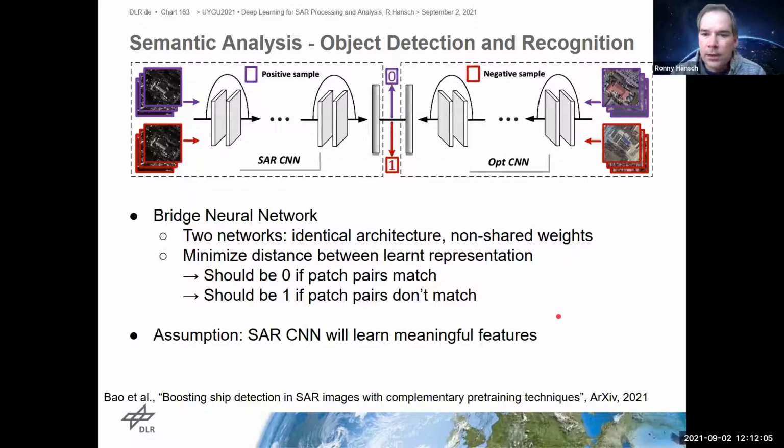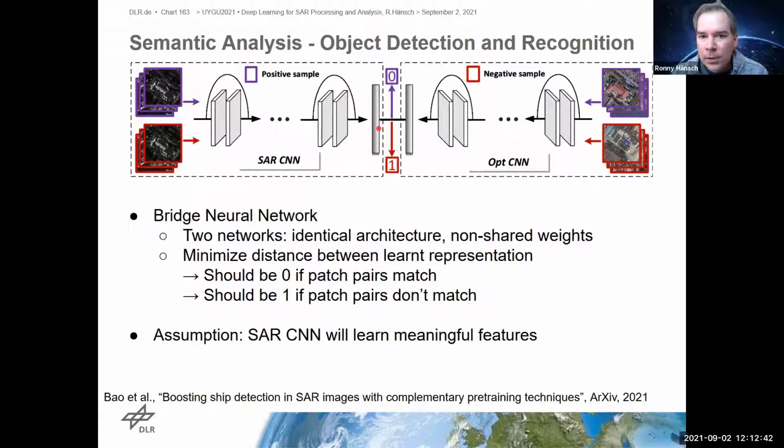They used a specific architecture that is called the bridge neural network, where you start with SAR images on the one hand, right? You have positive samples that are aligned to the optical and negative that are not aligned. And from the other end, you're starting with optical images of the same scene, also with positive and negative examples. Those two networks can have different architectures. In this paper, they had an identical architecture, but the weights were not shared, right? So they could learn different things. The outcome, however, this representation was supposed to be close to each other.